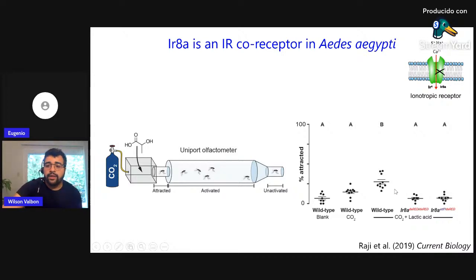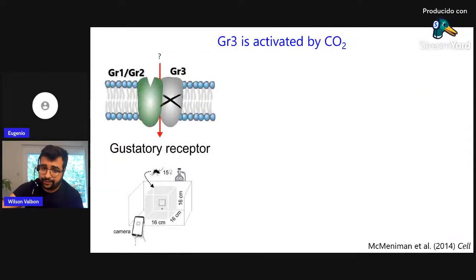Okay, so I talked a lot about CO2, carbon dioxide, but how does the mosquito detect this? So it's different now. It's not IR or OR. It's now GR.